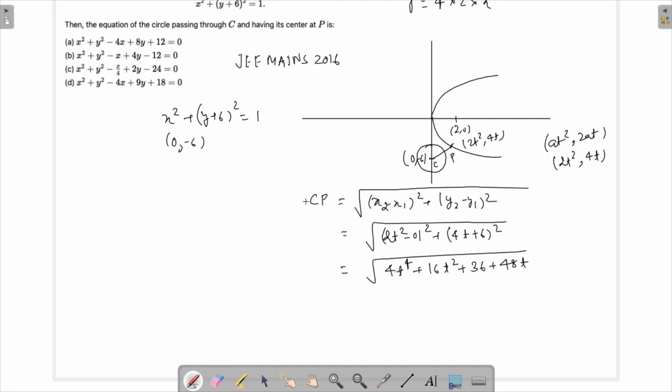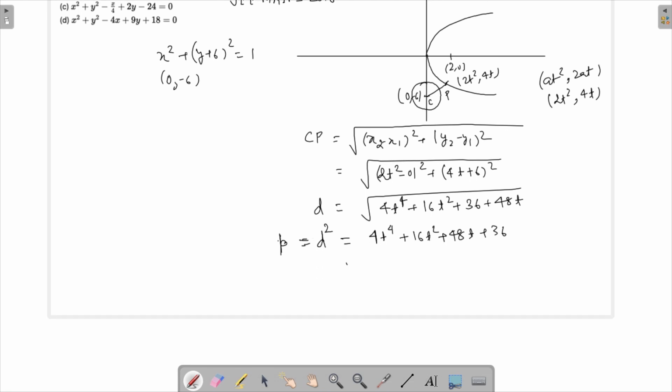So we want this distance to be minimum. Let's call this distance d. If you want to minimize this, we can also minimize the square of this, which is d square, which is 4t raised to the power 4 plus 16t square plus 48t plus 36. Now I could call this p or something. So we want to minimize this, so we want to differentiate it and ensure that the derivative of this is 0.